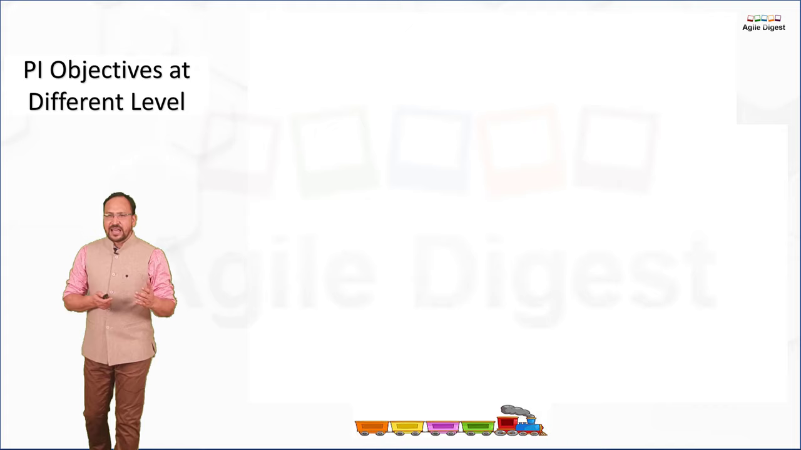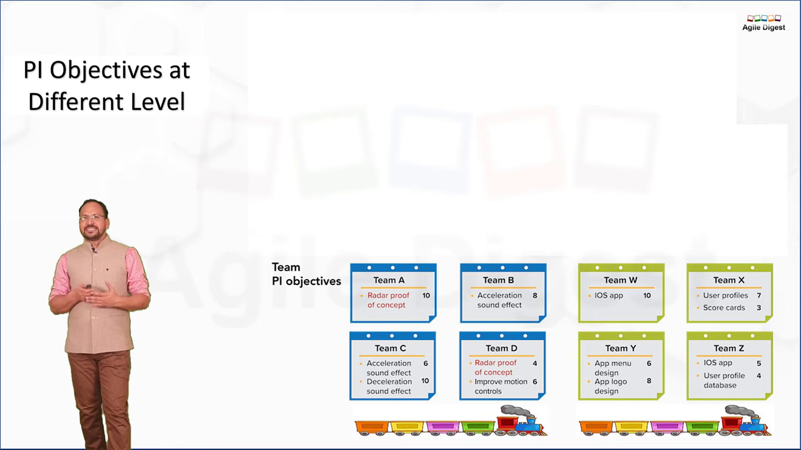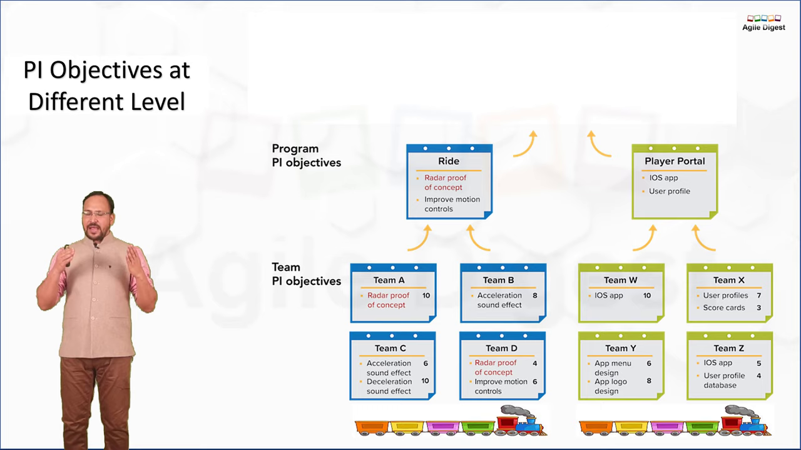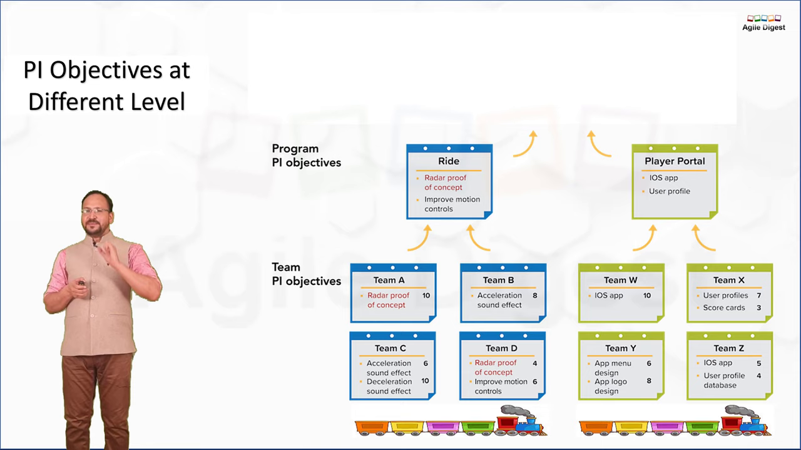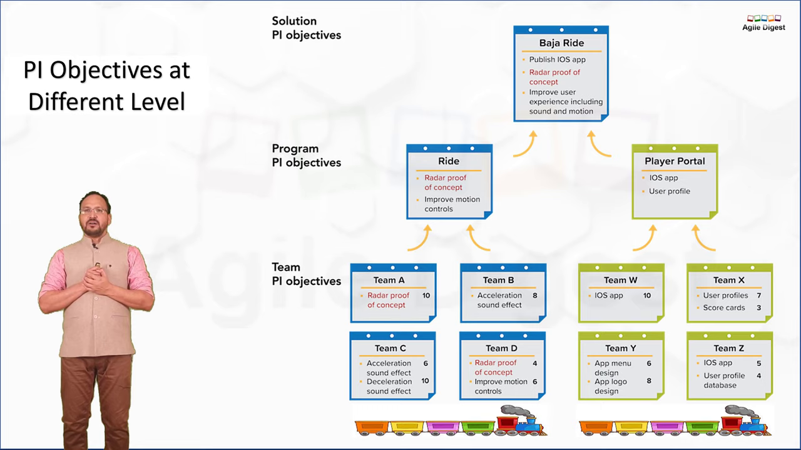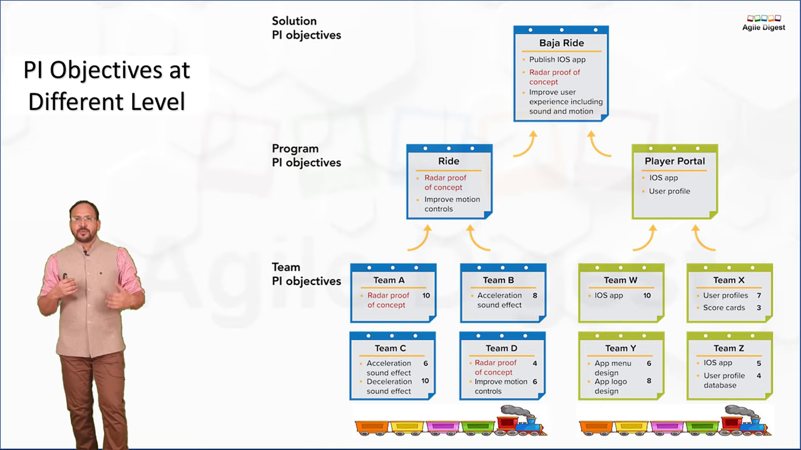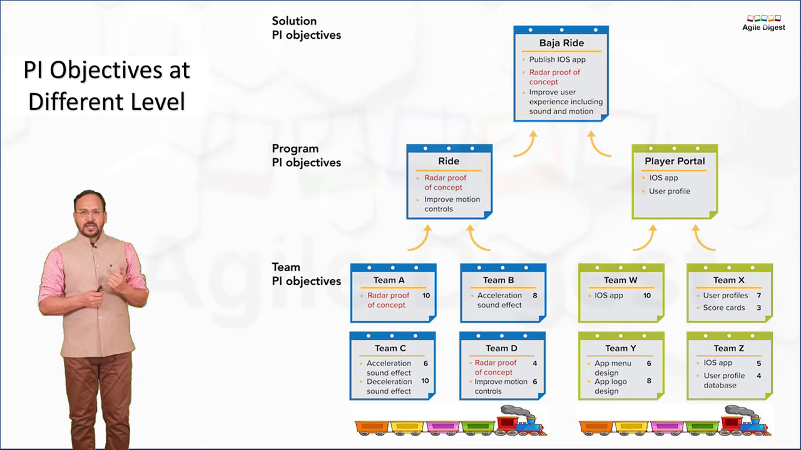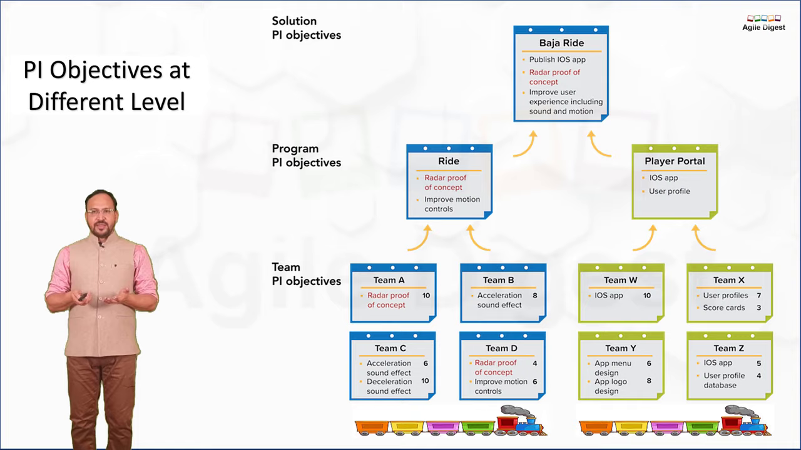PI objectives are at different levels. If we have two trains, each train has four teams, so each team has their own PI objectives. Now at team level, if we come into program level, each program at one PI planning has one PI level objectives. So if I have two trains, I'll have two PI objectives. Those two PI objectives will combine into one solution, and that will become our solution objectives. That's the way all those PI objectives from team to program to solution get rolled up, and everyone gets their local context: solution gets its local solution level context, program gets its local program level context, and teams definitely have defined their PI objectives, so they have their own objectives.